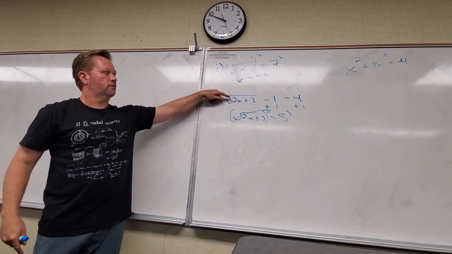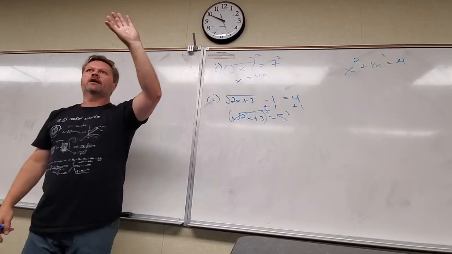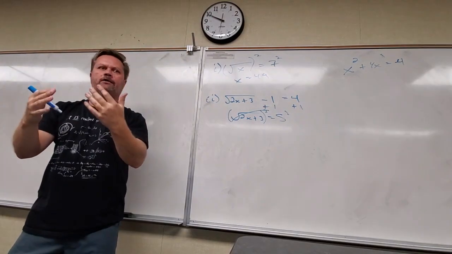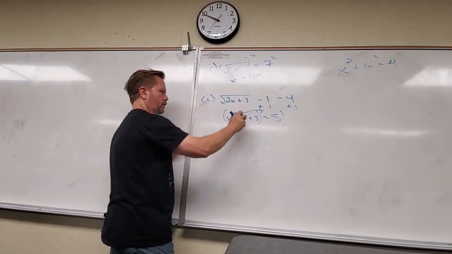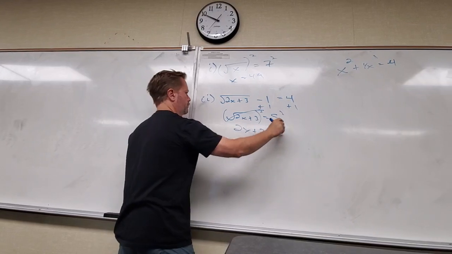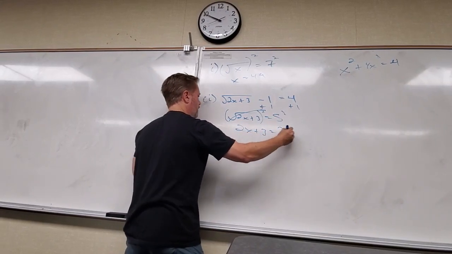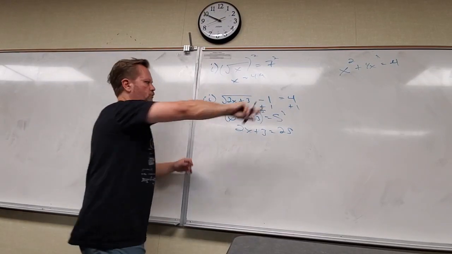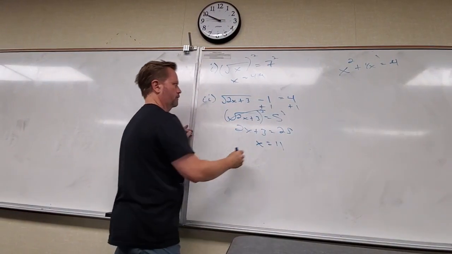So from the very beginning, the worst part about this equation was I have an x that's stuck inside of a radical. How could I get it by itself? Well, I get to a point where I can kill the radical. 2x plus 3 equals 25, and then a couple steps. Subtract 3, 22, divide by 2, 11.